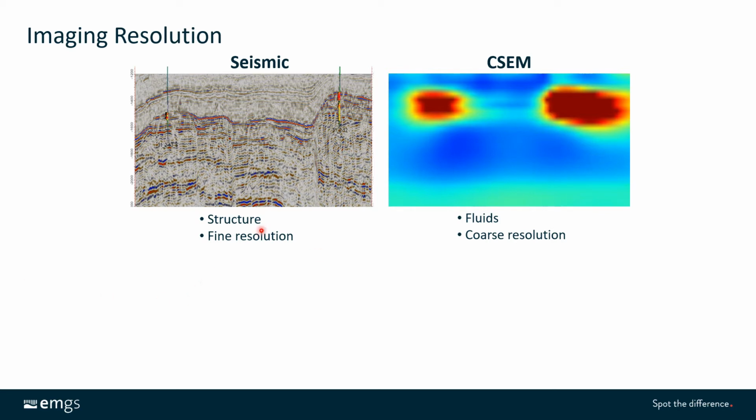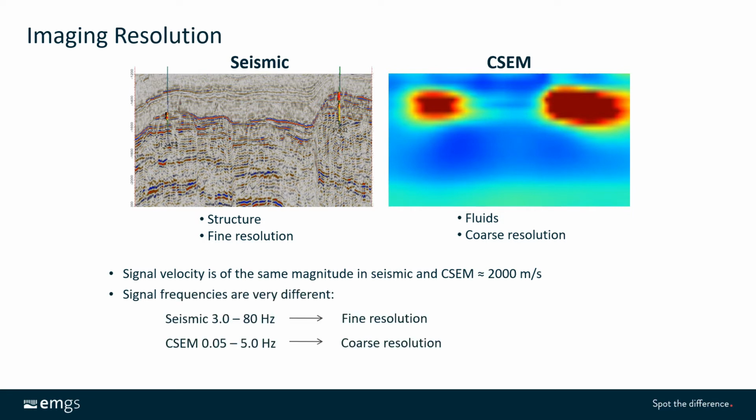In terms of resolution, seismic has a very fine resolution, whereas CSEM has a very coarse resolution. And why is that? I will come back to it very soon. In terms of velocity, both seismic and CSEM have the same magnitude, which is approximately 2000 meters per second. In terms of frequency, seismic uses a bit higher frequency, from 3 to 80 hertz, whereas CSEM uses very low frequency, from 0.05 to 5 hertz.